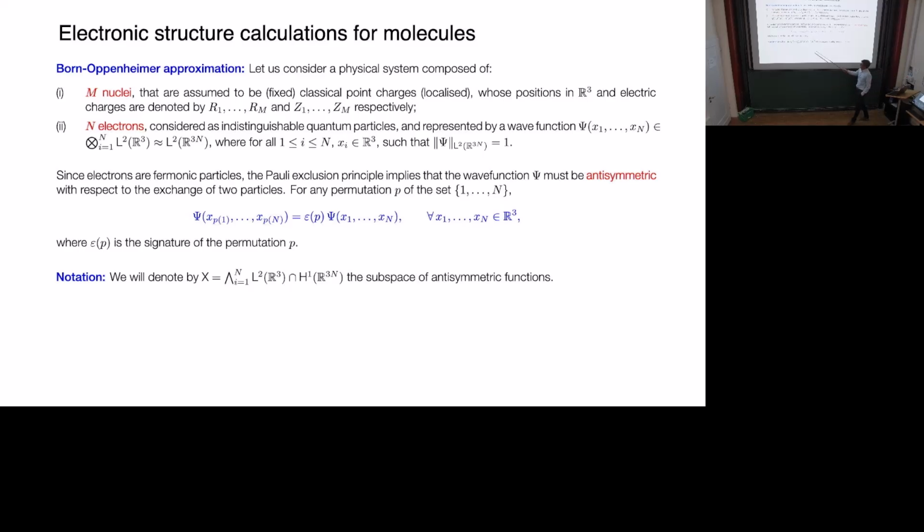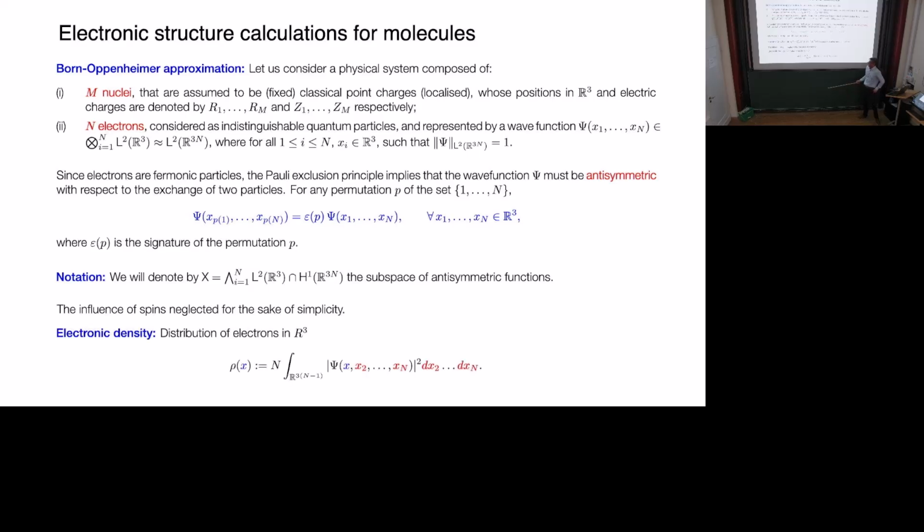So here, this X for us is the antisymmetric subset, or the subset of antisymmetric functions that are H1. And for the sake of simplicity, we do not speak about spin here. Real chemistry is about spins as well, and we ignore it here.